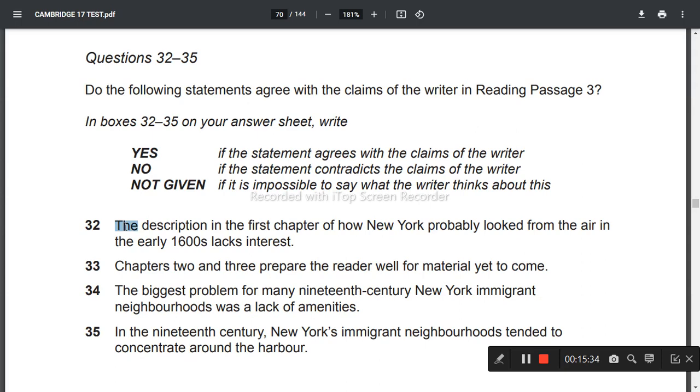The description in the first chapter of how New York probably looked from the air in the early 1600s lacks interest. No. Chapters 2 and 3 prepare the reader well for material yet to come. Yes.